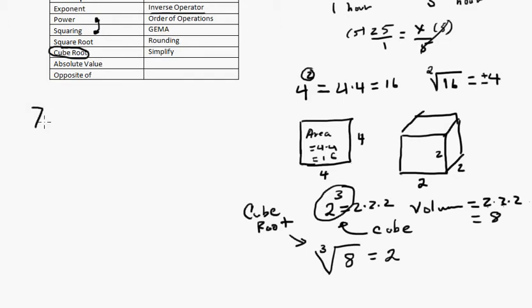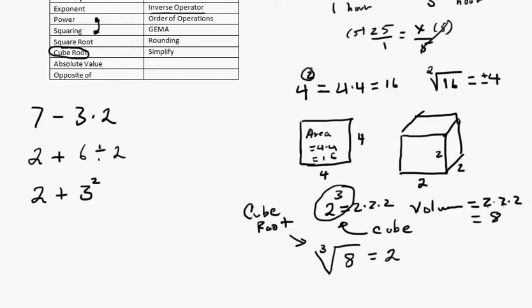If you have something like 7 minus 3 times 2, you need to know that you have to do 3 times 2 first. Let's say 2 plus 6 divided by 2. You need to know that you need to do the division first. If you did 2 plus 3 squared, you have to do the exponent first.